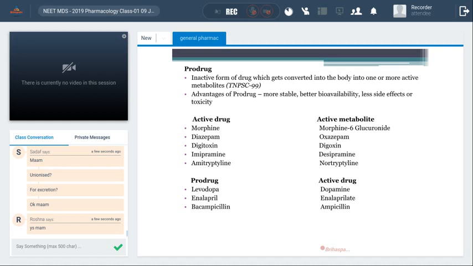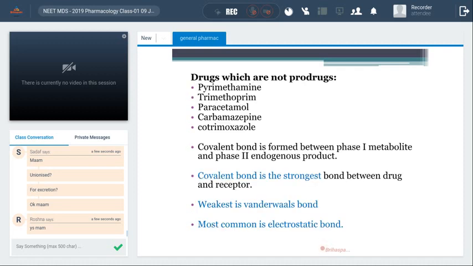Morphine, active drug to active metabolite, these are the examples. Prodrug to active drug, you can see the last 3 examples. You already know levodopa is a prodrug which gets converted to dopamine after crossing the blood-brain barrier. Enalapril, which is an ACE inhibitor, is also a prodrug which gets converted to enalaprilat. Then we have bacampicillin, which is actually the prodrug of ampicillin. You all would be using ampicillin left and right for your dental infections. So it's actually in the form of prodrug bacampicillin, after which it gets converted to ampicillin after entering the body. Okay, that's the concept of prodrug.